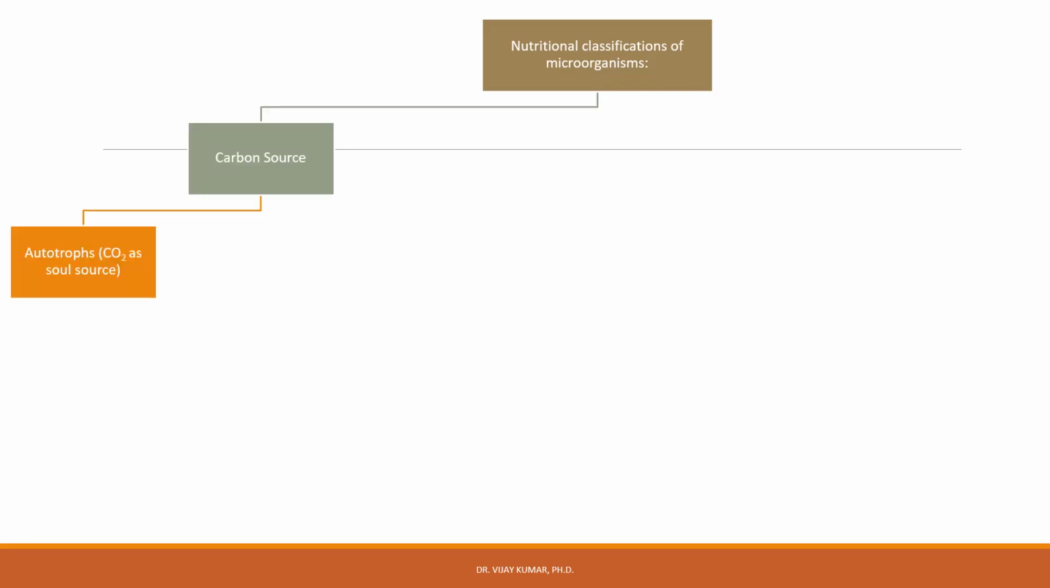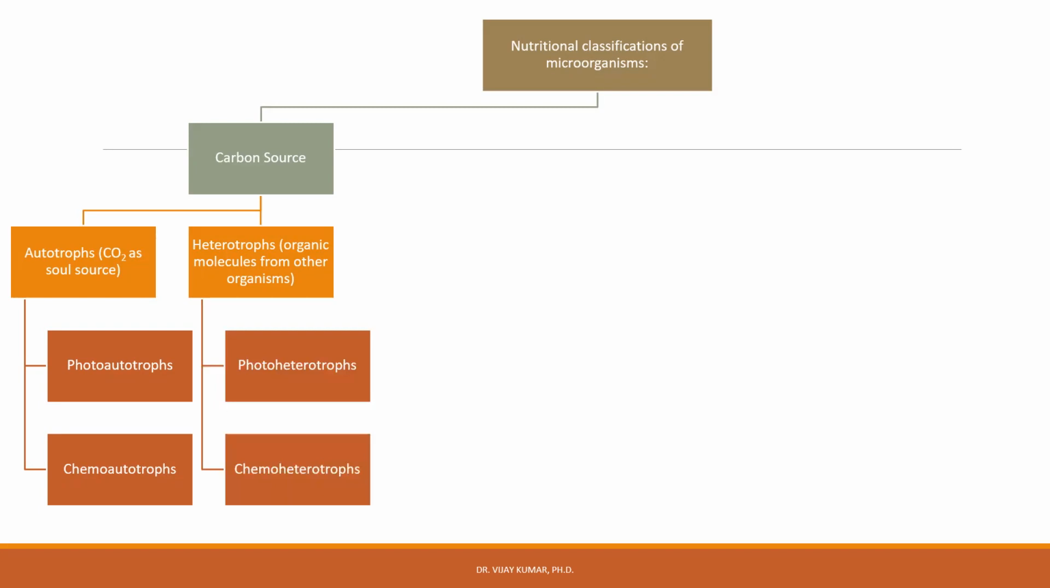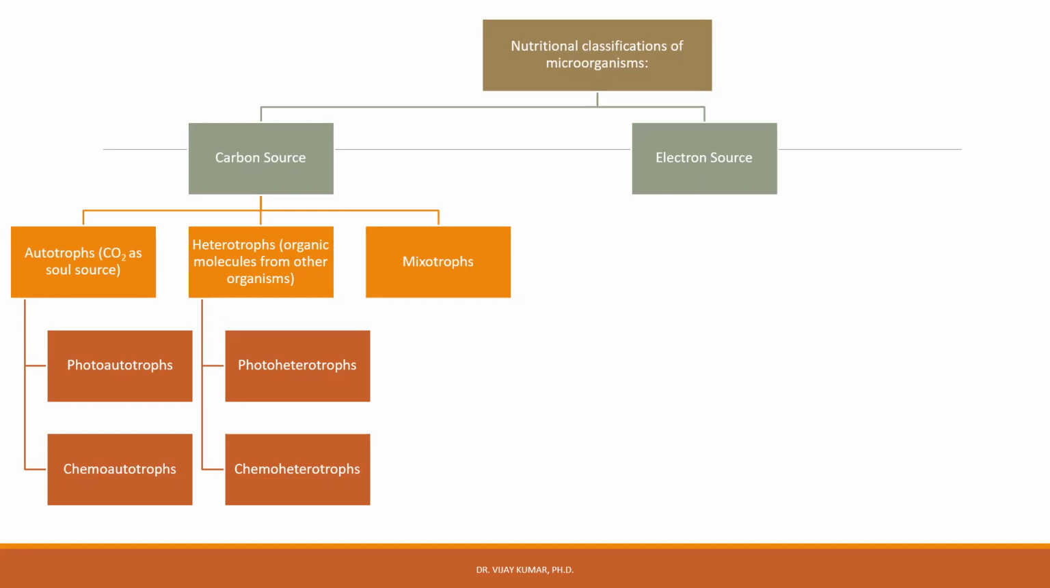We have the organisms categorized into autotrophs, which require CO2 as the sole carbon source, or heterotrophs, where they require organic molecules as the carbon source. Now, there are some organisms which have the capacity to utilize both. Either they can use CO2 alone, or they can use organic molecules depending upon the availability of the carbon source in their environment. Such organisms are called mixotrophs.